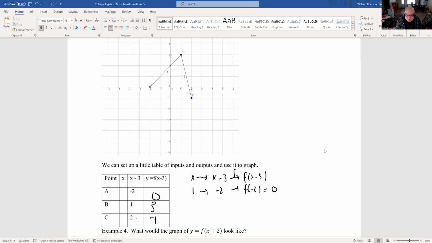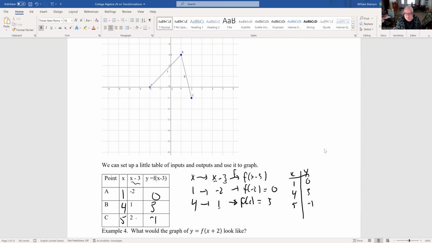So if we're trying to build a table, x, y, where our outputs are 0, 3, and -1, what do the inputs have to be? Well, this one would have to be 1. If we want 1 to go to, it's an arrow, f of -2 equals 0. If x minus 3 is 1, what was x? x had to have been 4. Likewise, if x minus 3 is 2, x had to have been 5.